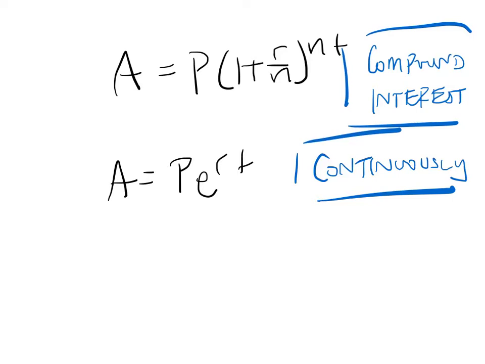Now, before we have only been solving for A. Today what we're going to do is we're going to be solving for other variables, specifically r and t. Those are the two variables we're going to be solving for. Okay, so let's look at a couple of examples.